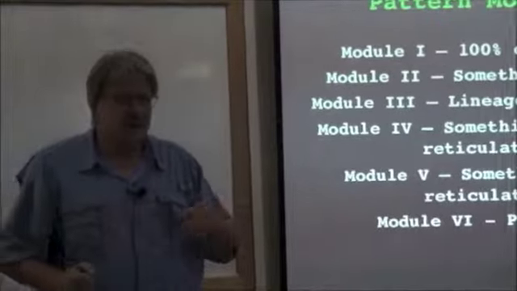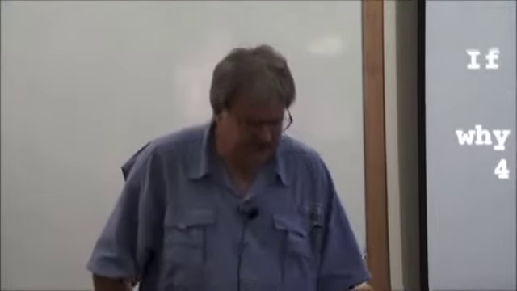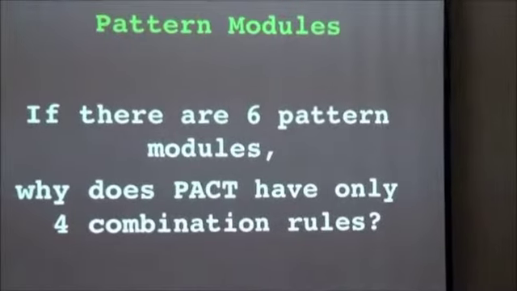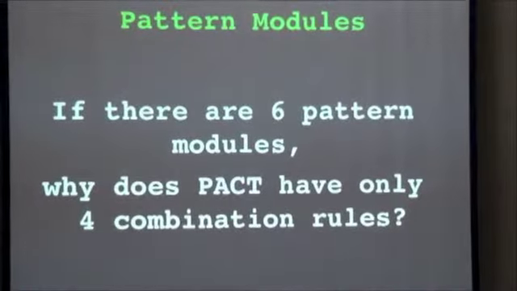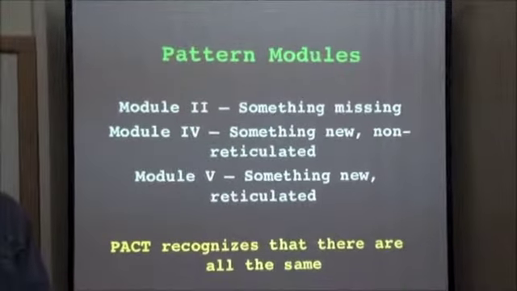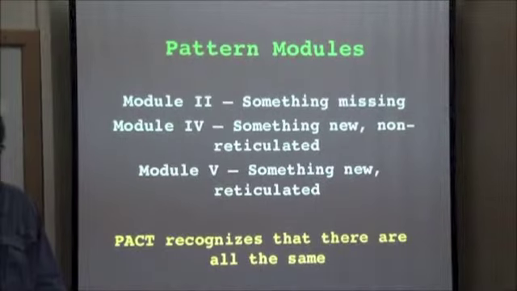So, of course, because all you did was obsess about PACT all night and none of you have slept or anything, you have this one burning question, which is: if there's 6 modules of combination, why are there only 4 combination rules? If there's 6 modules, why are there only 4 combination rules? That's because 3 of those modules are the same thing.